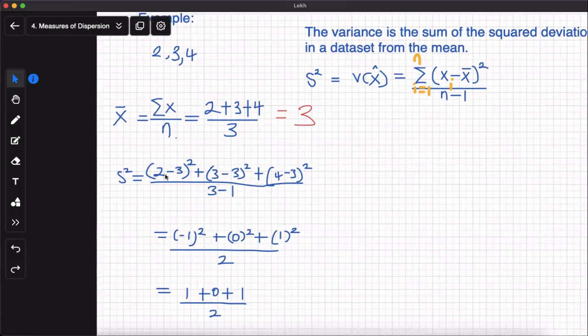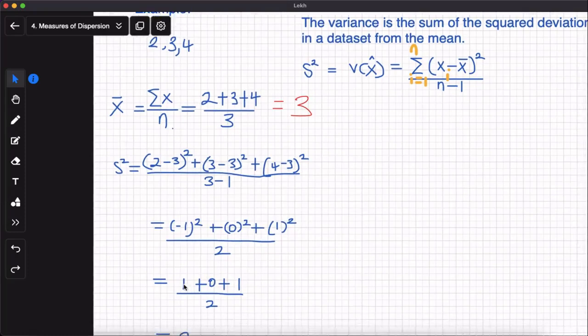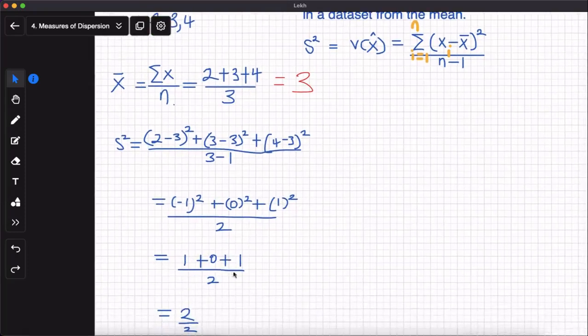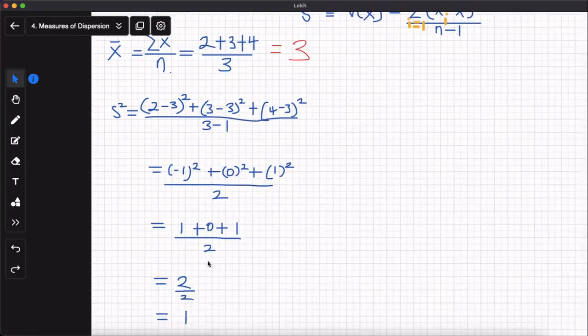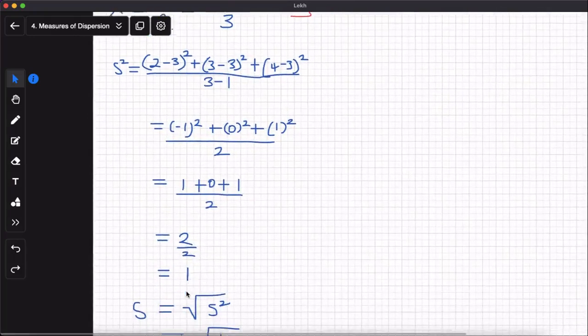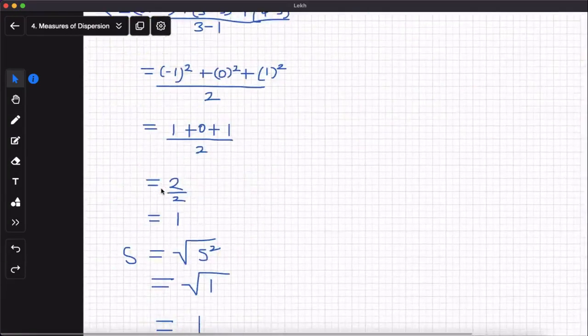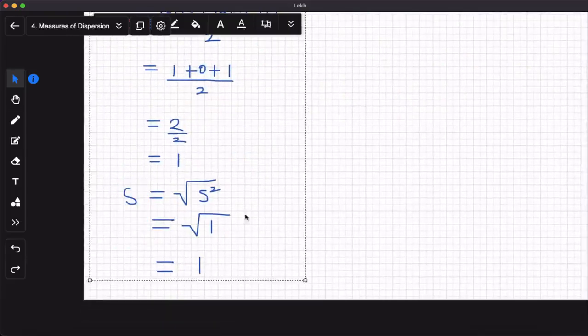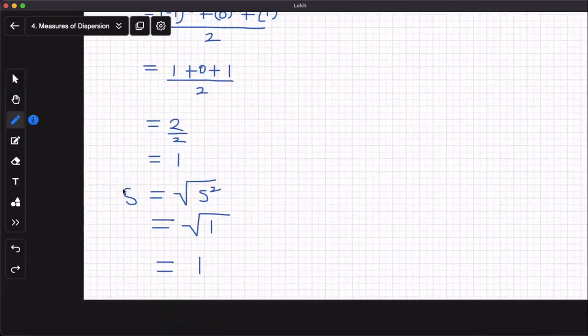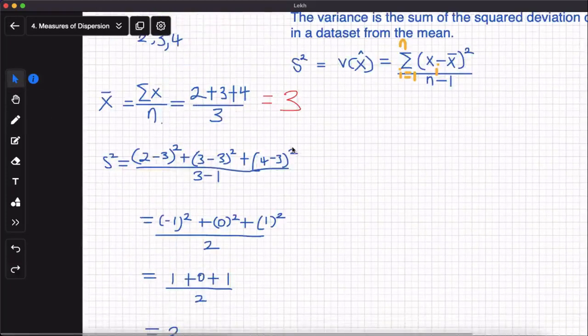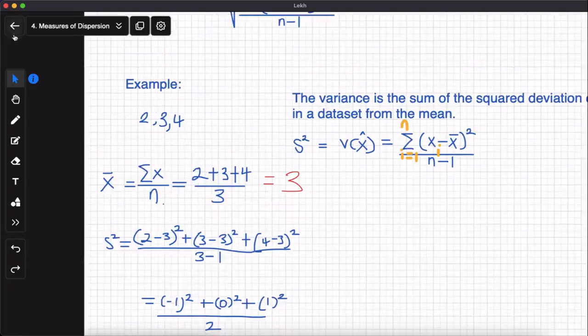We have 2 minus 3 to be minus 1, and then we square that. 3 minus 3 will be 0, squared, and 4 minus 3 will be 1, squared. Then we have 1 plus 0 plus 1, which becomes 2, divided by 2, and we have 1. The square root of 1 is 1. So our standard deviation, represented by S, is 1. The variance is 1 and the standard deviation is 1.